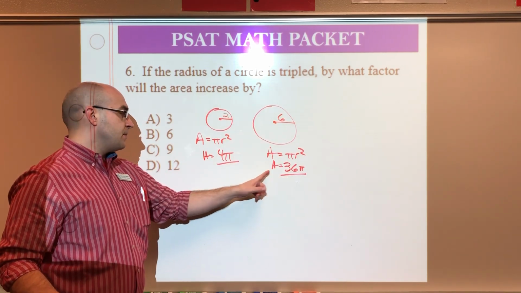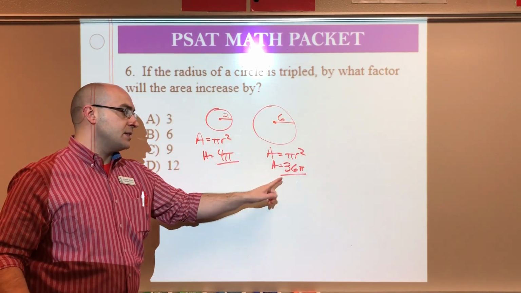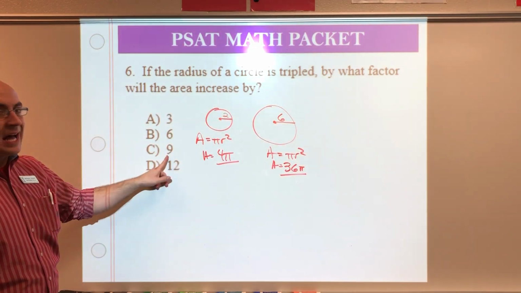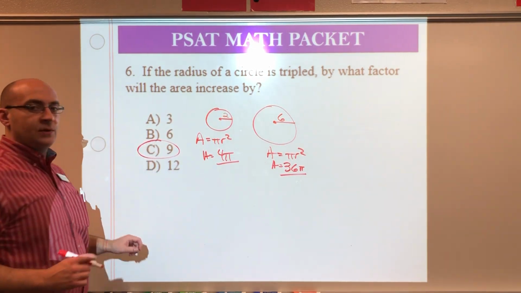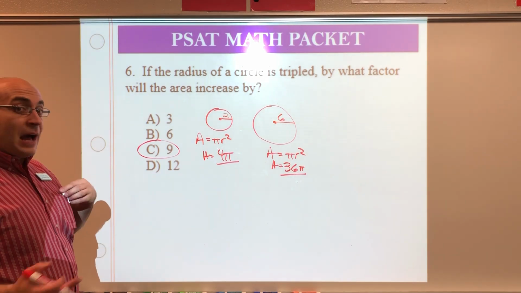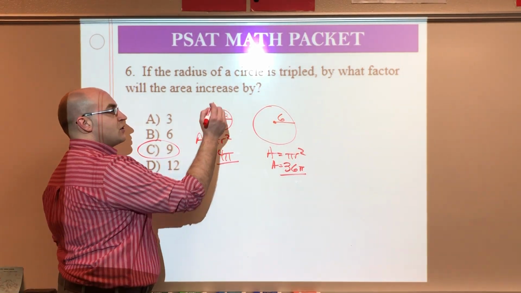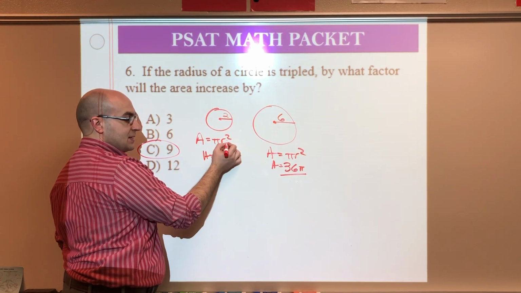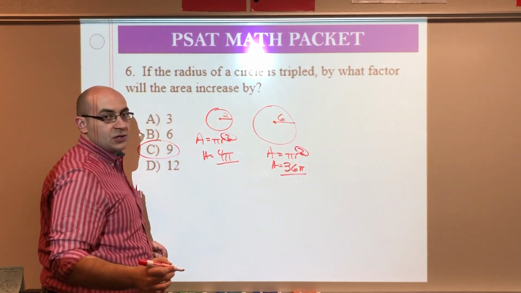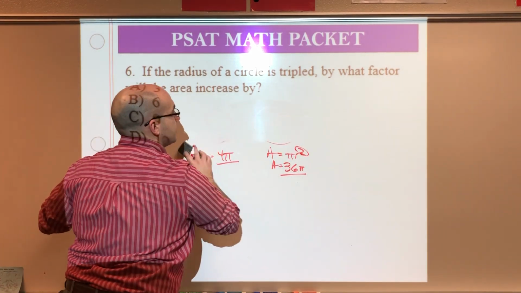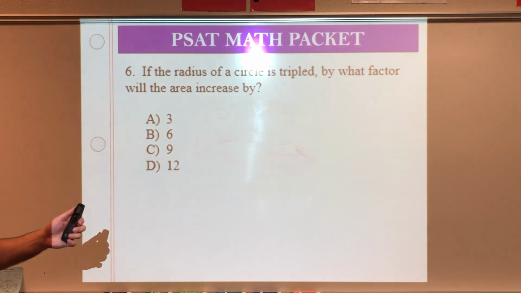This one's 36. So how did I get from 4 to 36 with factors, meaning multiplication? I multiplied by 9, and that's going to be my final answer. Now, why does it work that way? Because if I'm tripling the radius, I'm really tripling something and squaring it, because that is how the area of a circle works. So the answer will be C for number 6. Not bad. Let's move on.